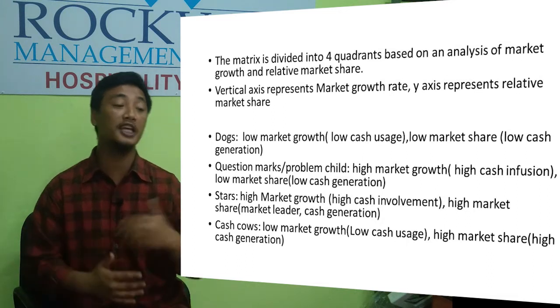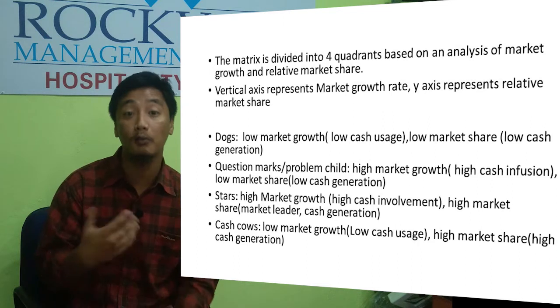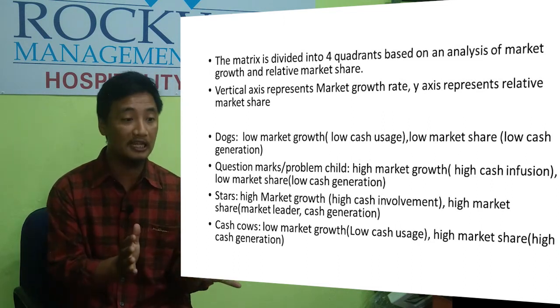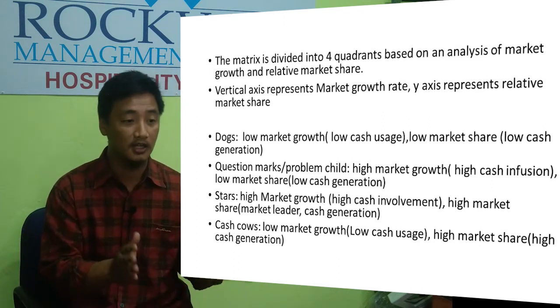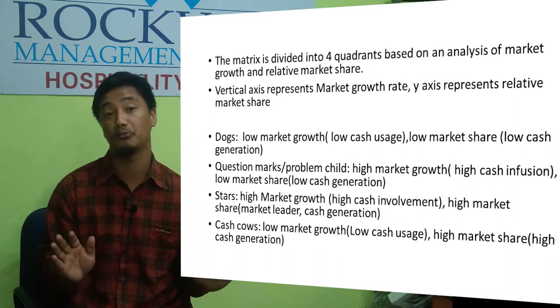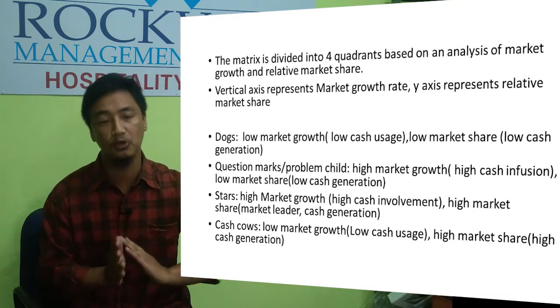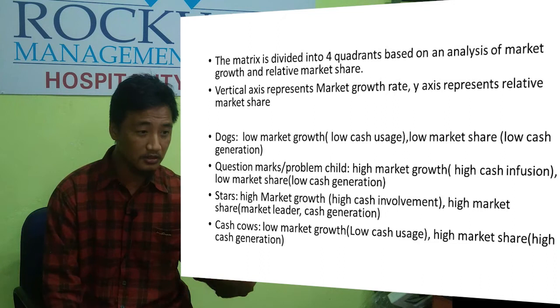The next we have is question marks or problem child. In this quadrant, the market growth is very high. All right, so the market is growing at a very rapid rate.